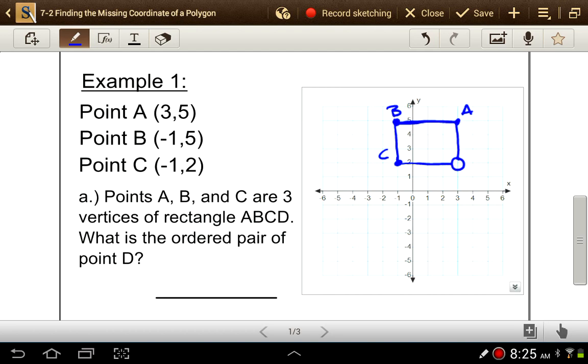Once I know where the point's going to be, I look to see what the ordered pair is. That's 3 to the right and 2 up. So 3 to the right is 3, 2 up is 2. So my answer is (3, 2). Notice in my ordered pair, I have parentheses around my numbers. Don't forget that. Okay, if you need to pause, go ahead. Otherwise, I'm going to go on to my next example.